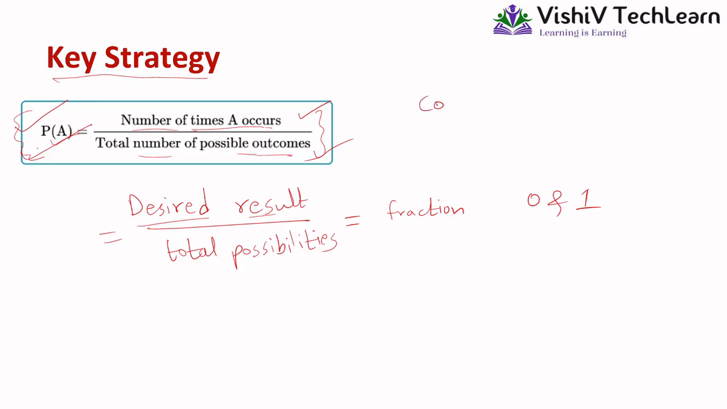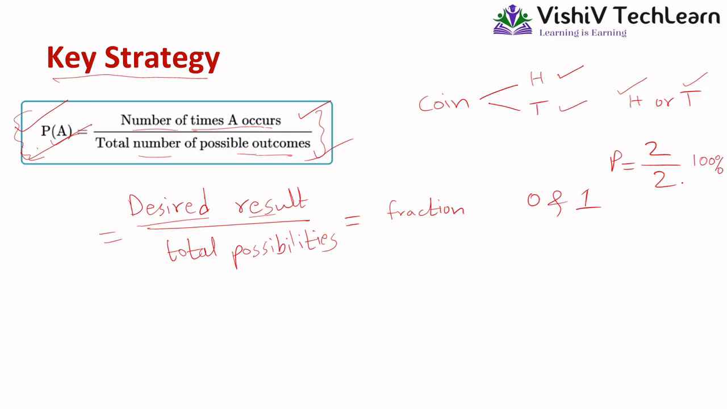For example, a coin, as we just discussed on the last slide, has two sides, head and tail. So either we can desire to get head or we can desire to get tail, or we can also say that I need either head or tail. So in this case desired events are 2, and possibilities are also 2. So the probability of getting either head or tail is 100%.